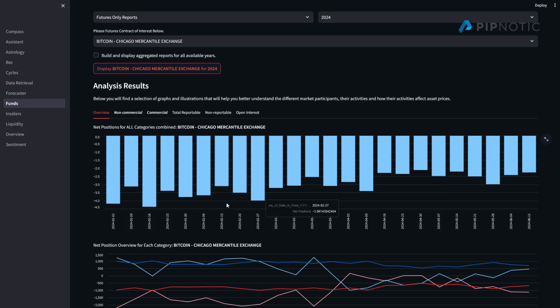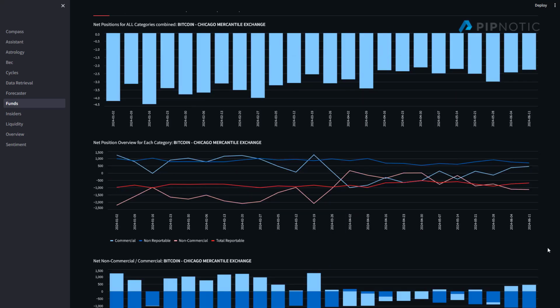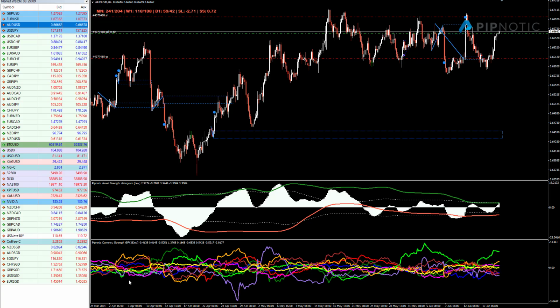Yeah, so this is net. I mean, net pretty short, huh? We have a look. Okay, so where's the zero line? There's the zero line. See, we have the total reportable and the non-commercials. These guys are way more short than they are long. And if we'd have to look at the price chart here.